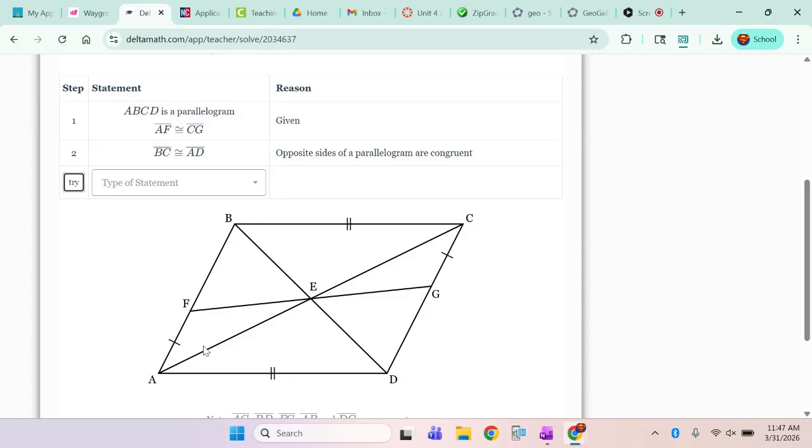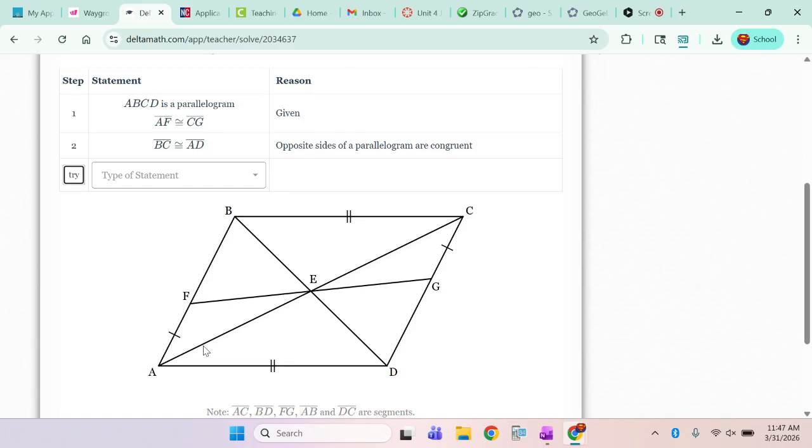What else could we say about the parallelogram that we know of? What are some other things we could say about this parallelogram that we know for sure is true? So guys, there's no wrong answers here. I just want to see what you know. Okay, let's try this. Are there any angles between these two triangles that you can identify as congruent?